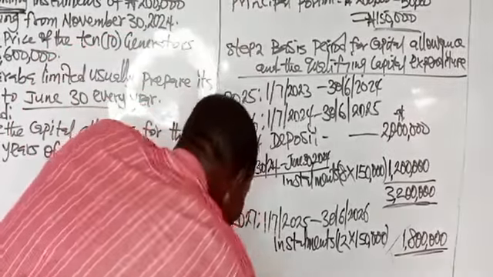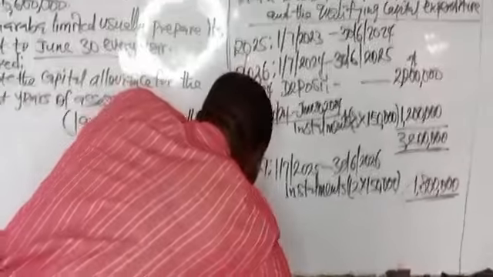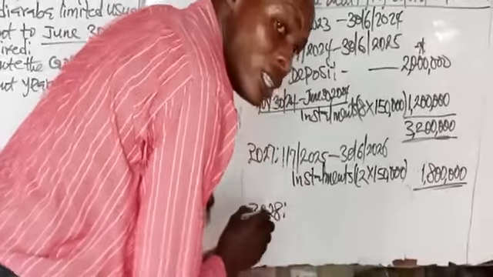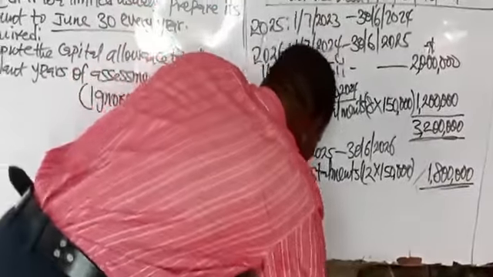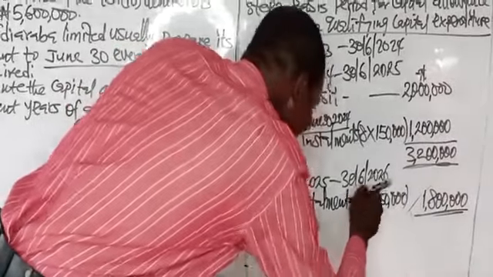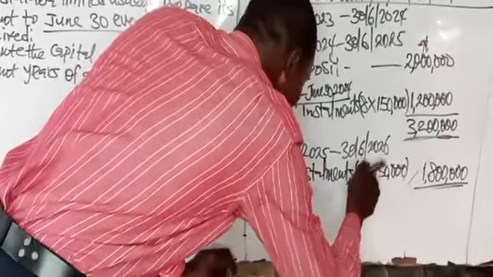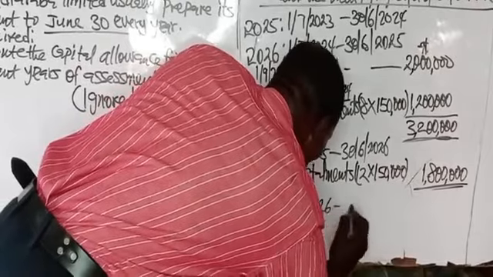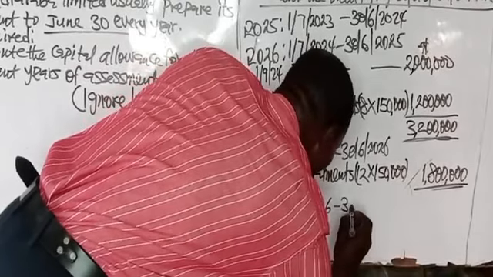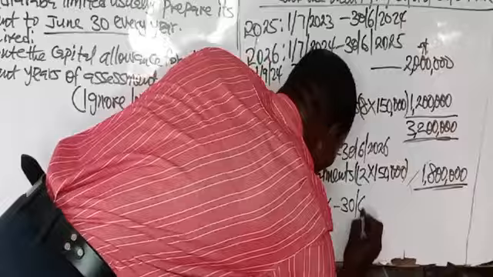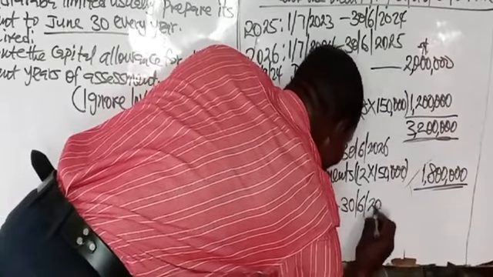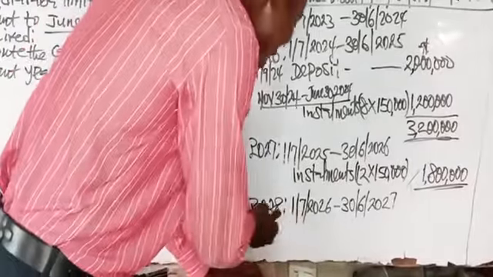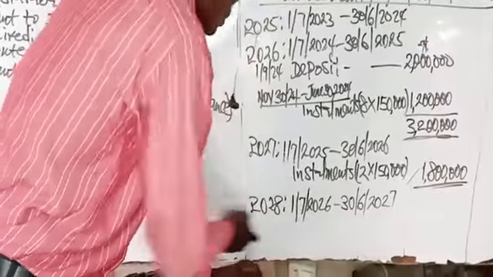Then after 2027, the next year of assessment is 2028. The basis period for 2028 year of assessment is first from 1st of July. This ended in June 2026. So you have 1st of July 2026 to 30th of June 2027. This is the basis period for 2028 year of assessment.